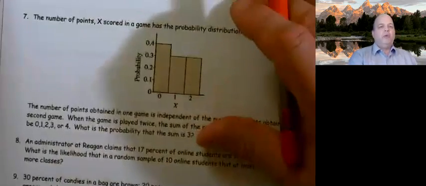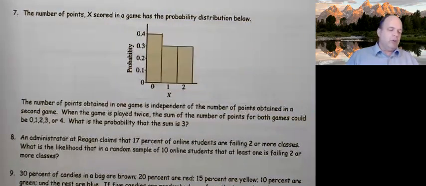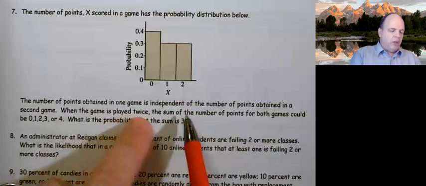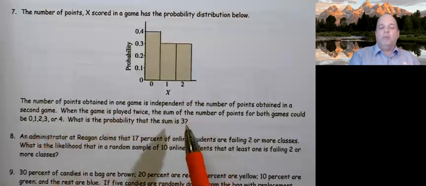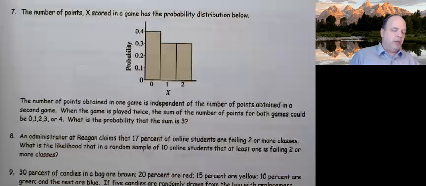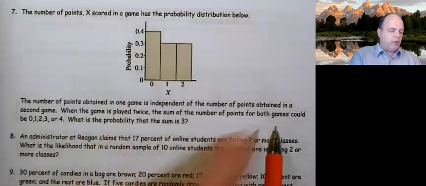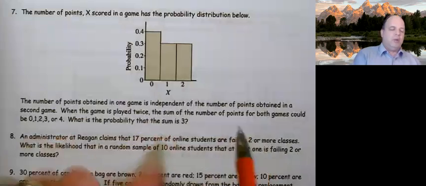To be honest with you, this problem ended up being easier than we intended, so fortunate for you guys. The number of points scored in a game has the probability distribution below. The number of points in one game is independent of the number of points scored in the second game. So we're playing 2 games, which tells me I need to make a sample space or a table. When the game is played twice, the sum of the number of points for both games could be 0, 1, 2, 3, or 4. What's the probability the sum is 3?